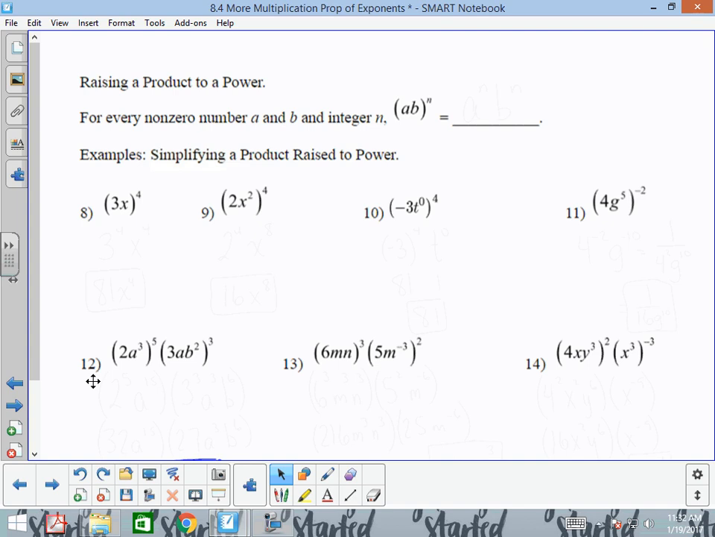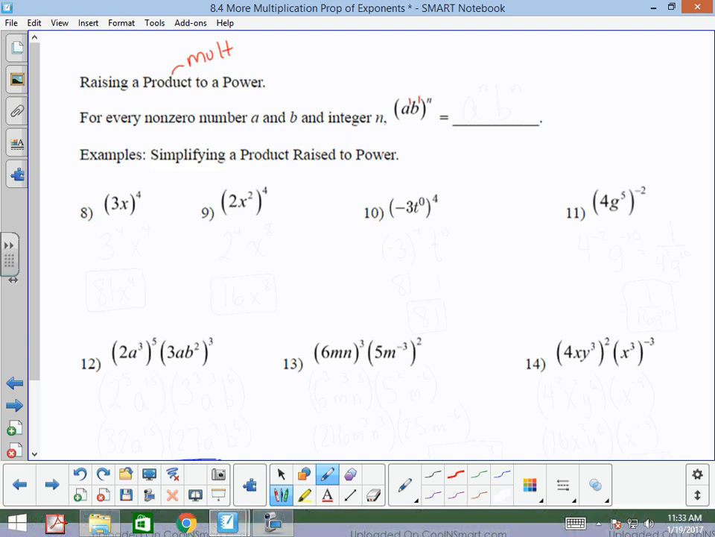So raising a product to a power, this is video number 4. A product means that inside the parentheses you have multiplication. Okay, product means multiplication. So when we have a product inside, we're going to take the exponent for each part of that product and raise it, which means we're multiplying it times the exponent on the outside.